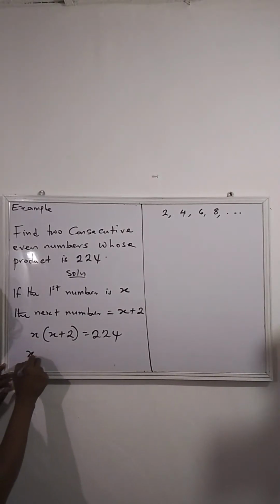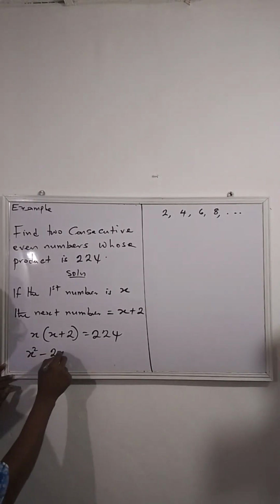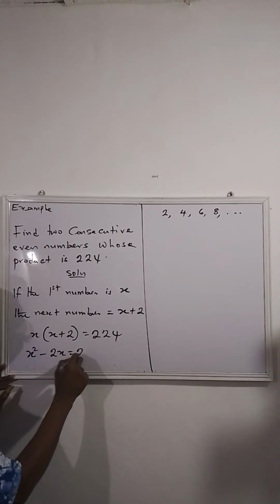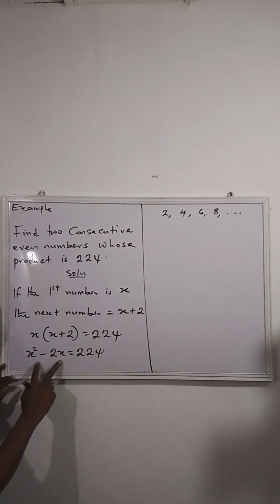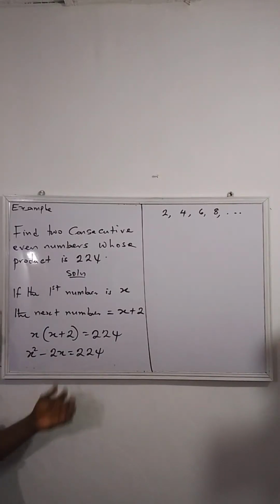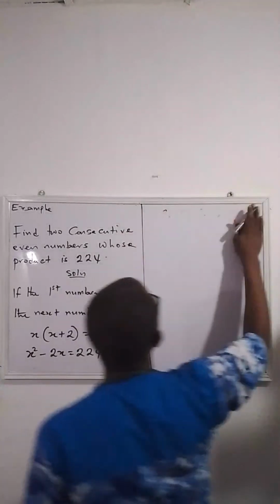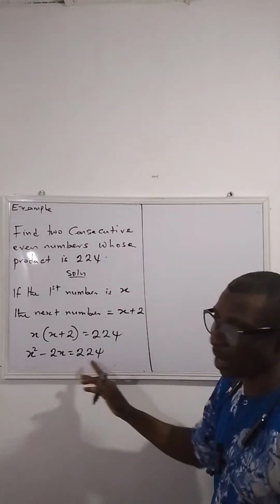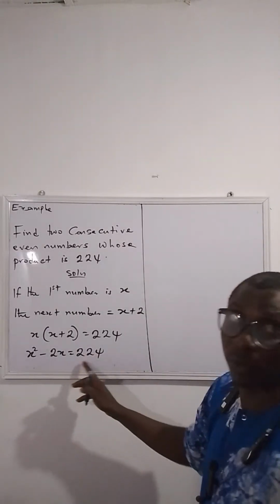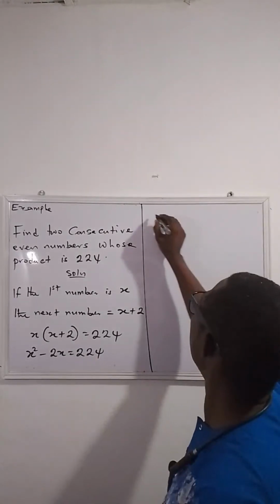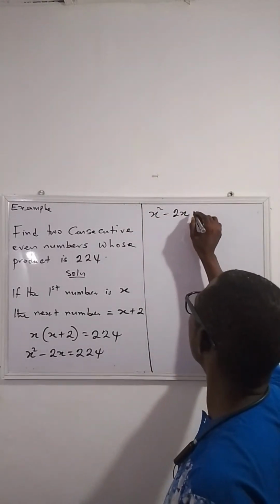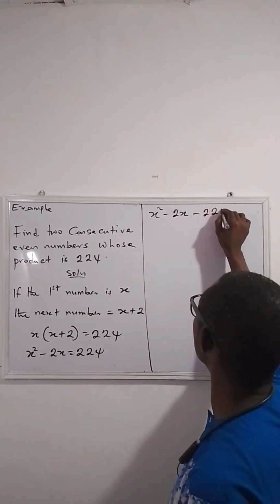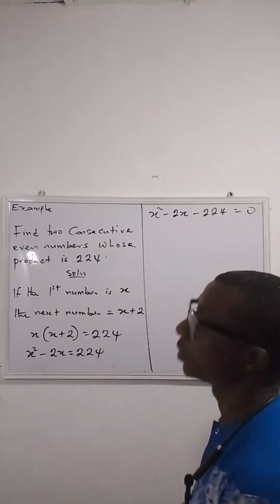We have x squared minus 2x equals 224. Okay, when you open the bracket, you have this. So the next thing is to rearrange. Let's subtract 224 from both sides. So you have x squared minus 2x minus 224 equals 0.